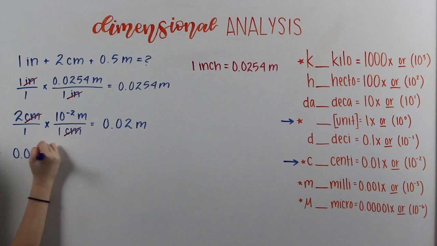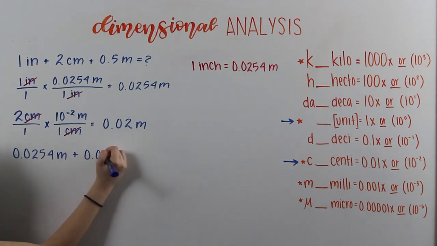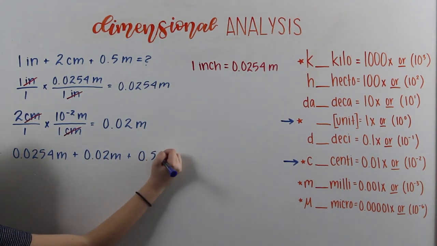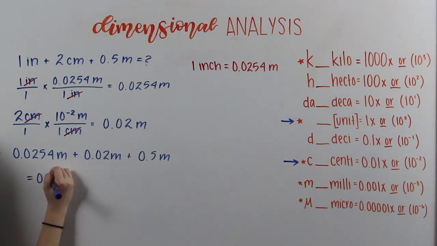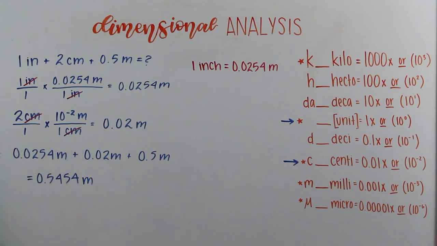Now we add up our values in meters. We have 0.0254 meters plus 0.02 meters plus 0.5 meters to reach the result of 0.5454 meters.